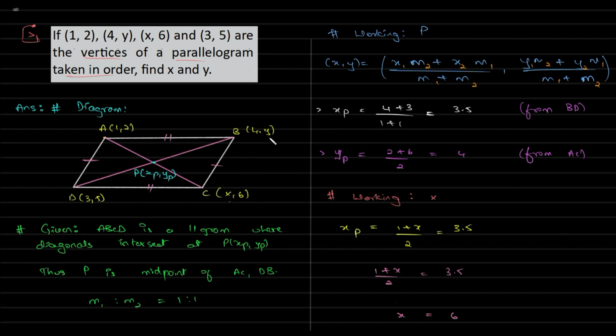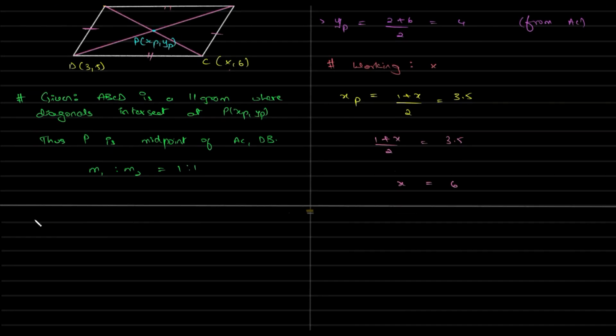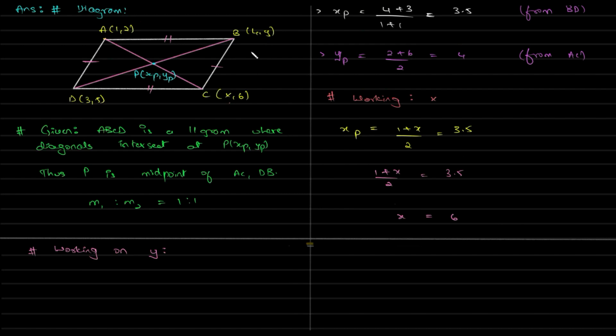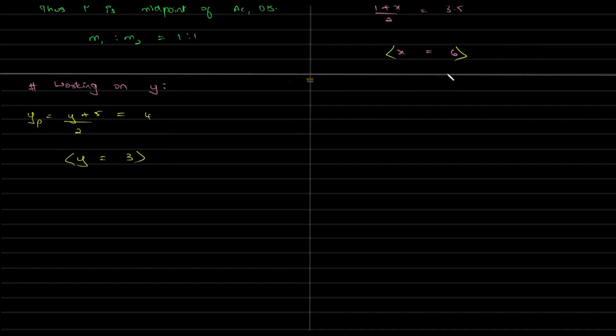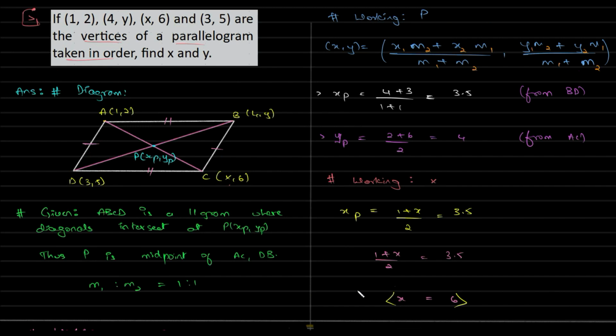And next we have to find Y. So similarly, working on Y. So we have Y plus 5 by 2 is equal to YP, and YP is 4. So Y plus 5 is 8 and Y is equal to 3. Okay, that's your answer. So this is X and Y, and they just want that, right? The question is find X and Y, and we found it. So that is done. So let's verify this.